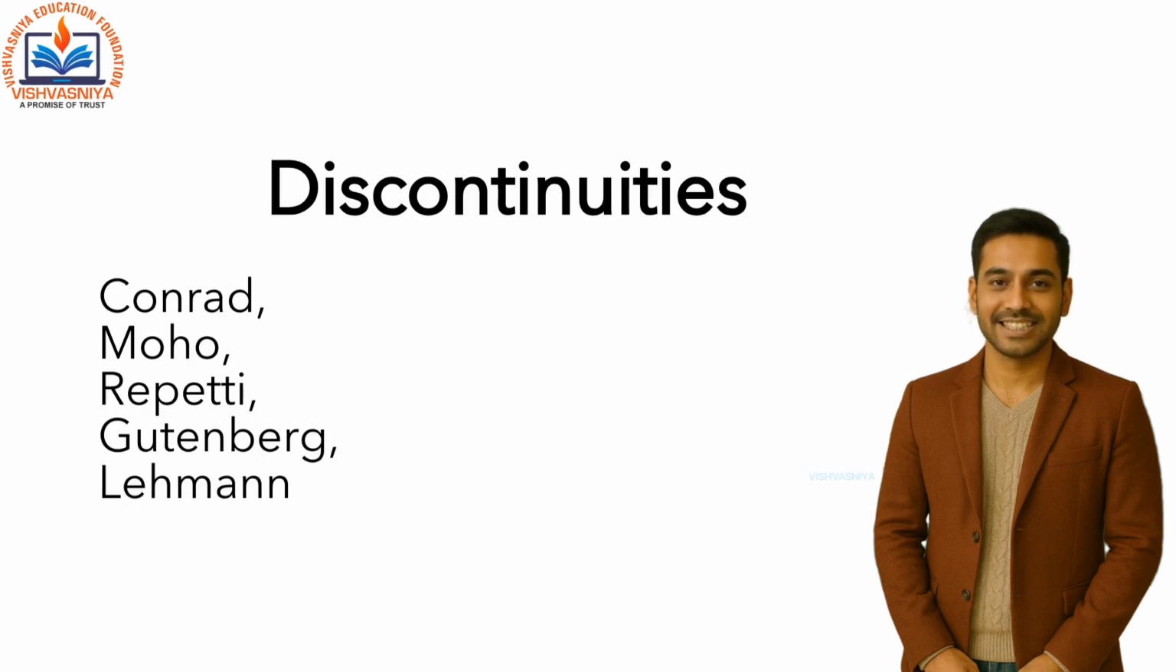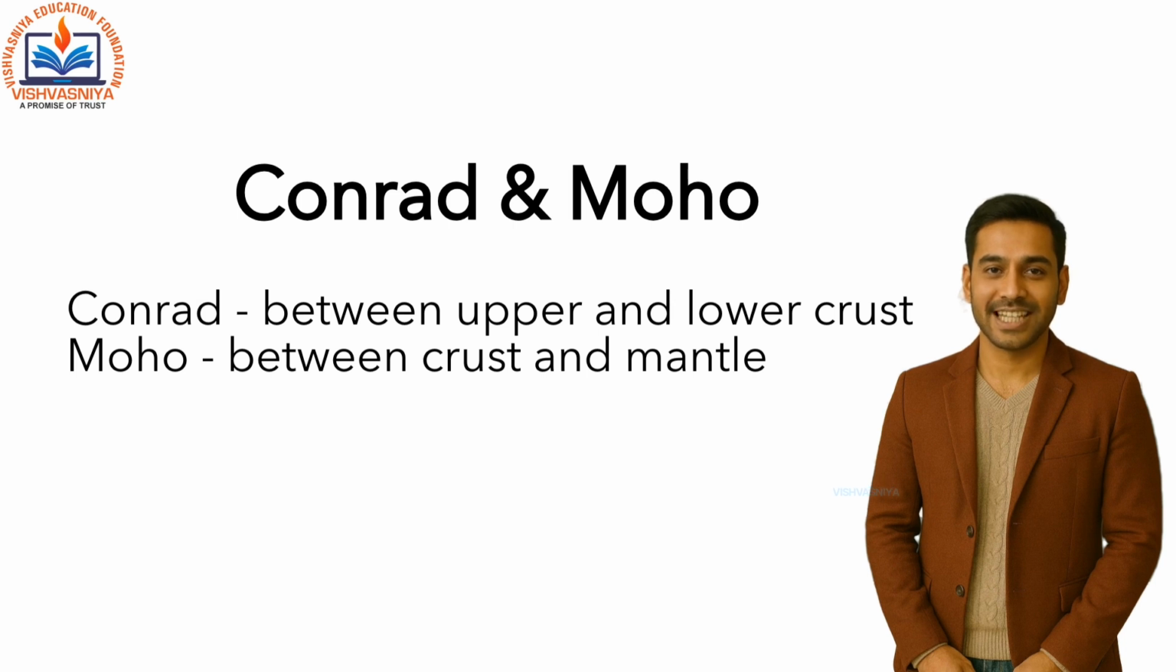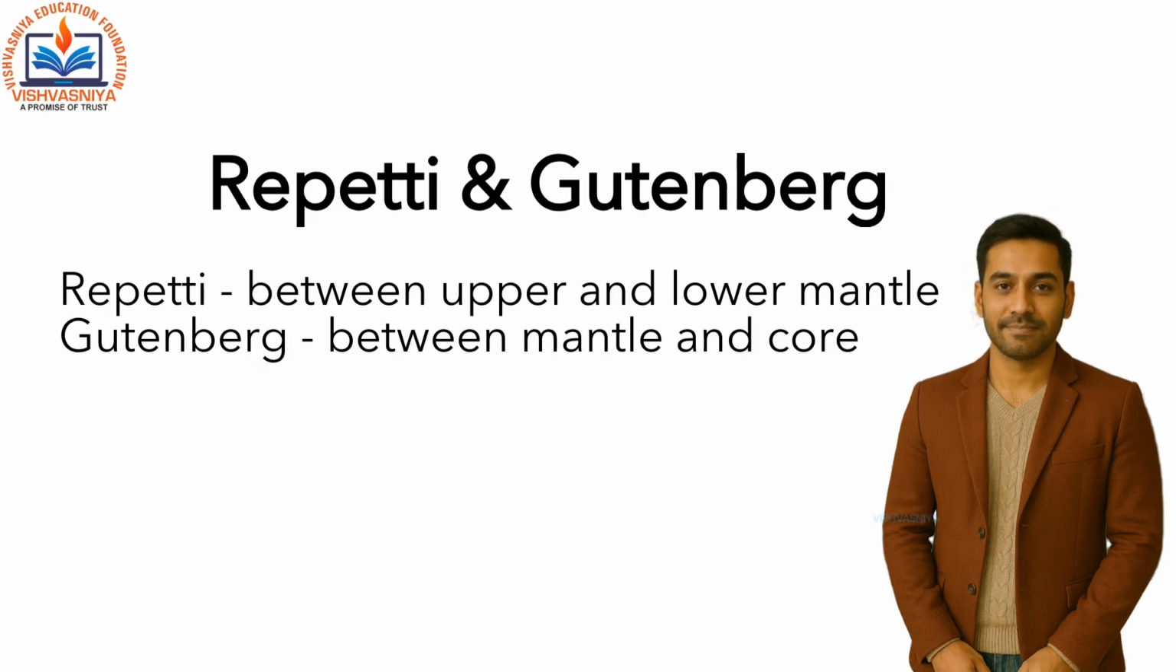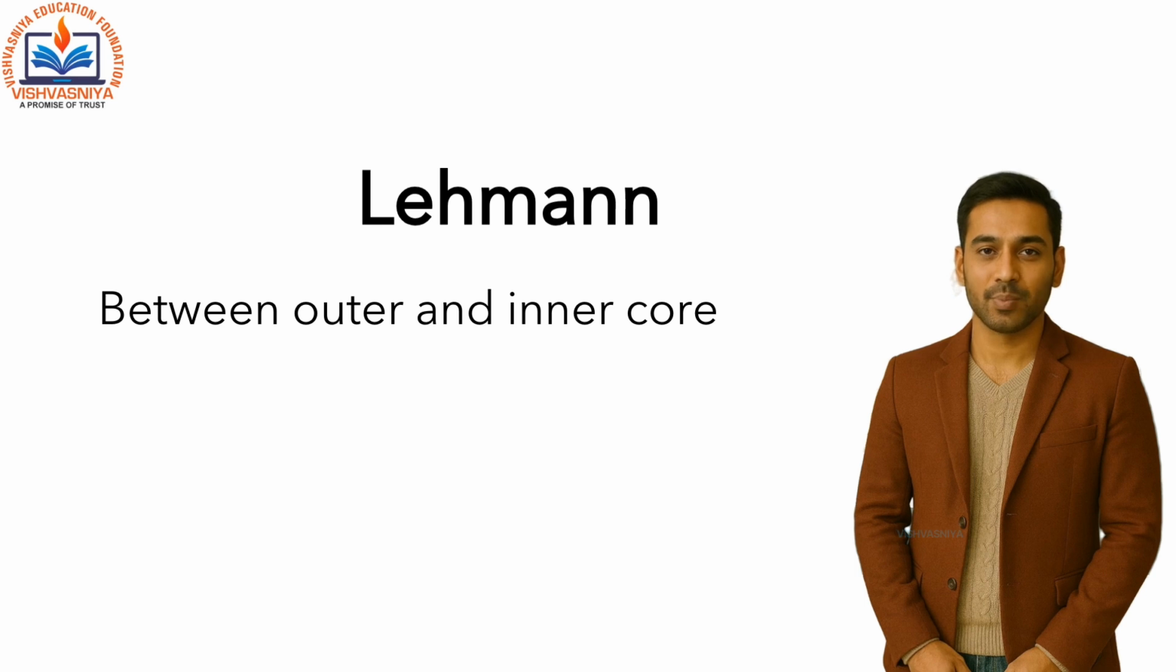Now, between these layers we have boundaries called discontinuities. These are: Conrad, between upper and lower crust; Moho, between crust and mantle; Repetti, between upper and lower mantle; Gutenberg, between mantle and core; Lehmann, between outer and inner core. Scientists discovered these by studying how seismic waves travel through Earth.